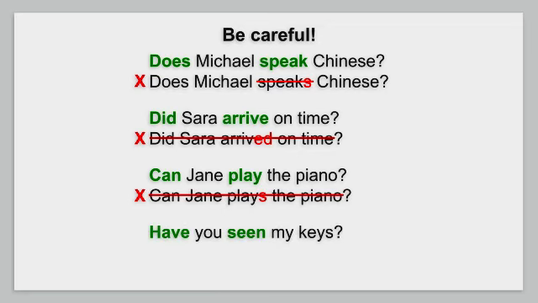If the question begins with have, has, or had, the main verb is in the past participle form. Look at this example. Have you seen my keys? Not see, or saw.